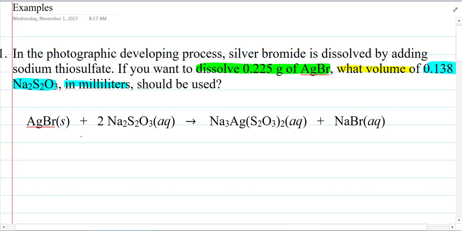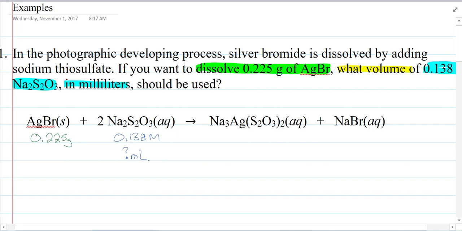So is my equation balanced? Well, there's a 2 there, so it should be. I have 0.225 grams for my silver bromide. For my sodium thiosulfate, I have 0.138 molar, and I want to know how many milliliters.